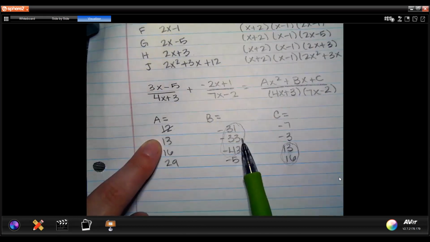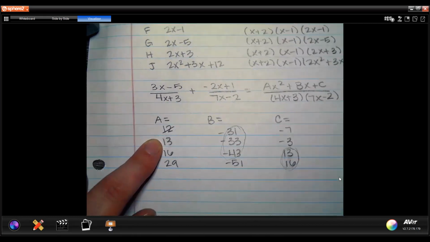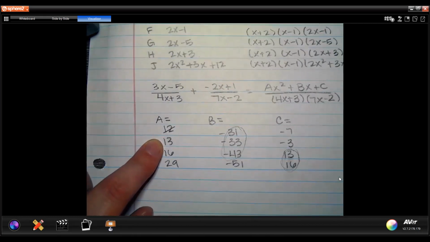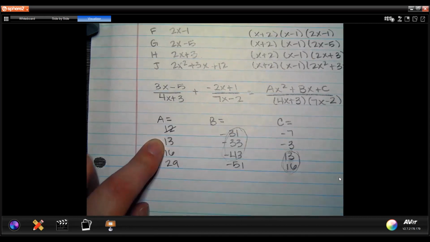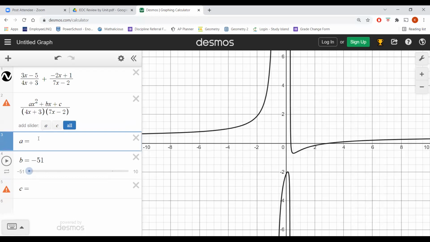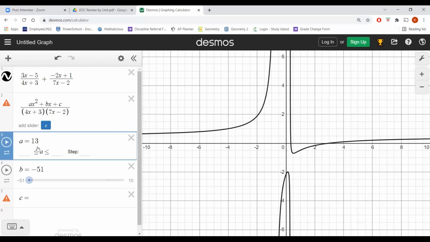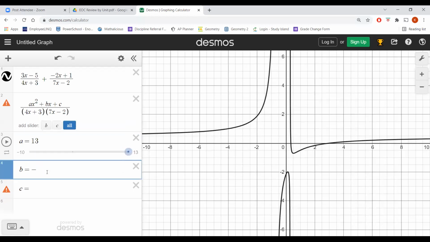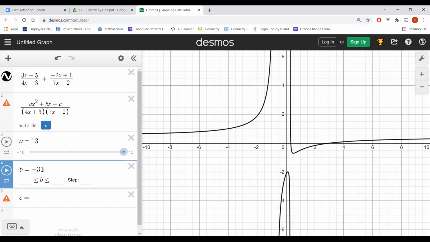And maybe I'll try 33 and like 13 or 16 and just see, or I guess I could keep doing it in organized fashion. So maybe I'll do 13 and negative 31. I'll just keep going organized and we'll see what we get next. Okay, so I'm going to go back to Desmos. I'm going to do the second A value, 13, and I'll just start with the first B value. I'm just going to keep it organized.